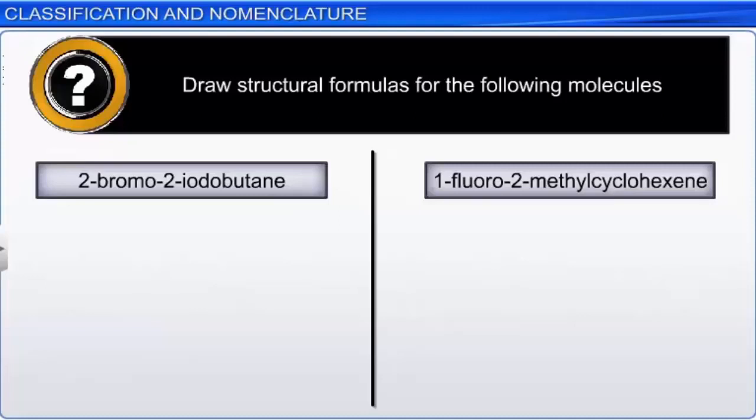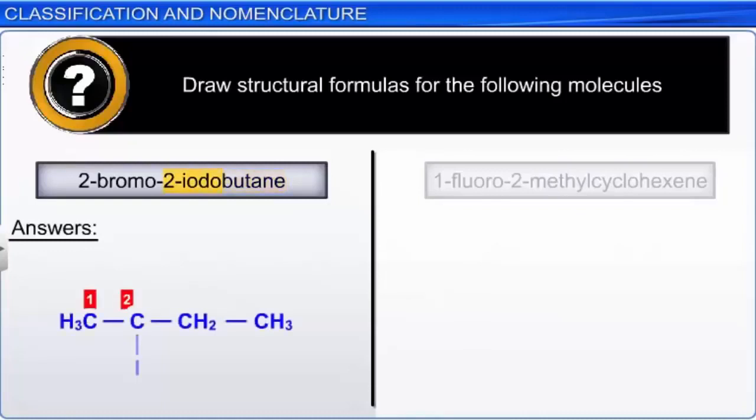The correct structural formulae are shown here for 2-bromo-2-iodobutane and 1-fluoro-2-methyl-cyclohexene. Remember that if there is more than one substituent, they are listed alphabetically.